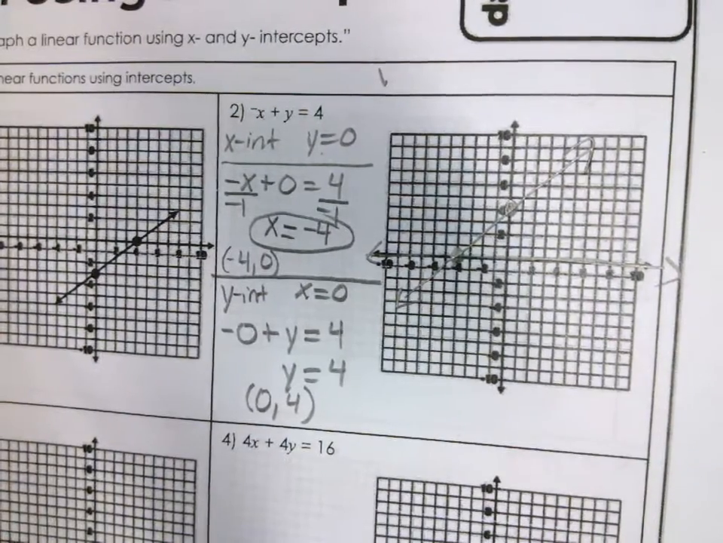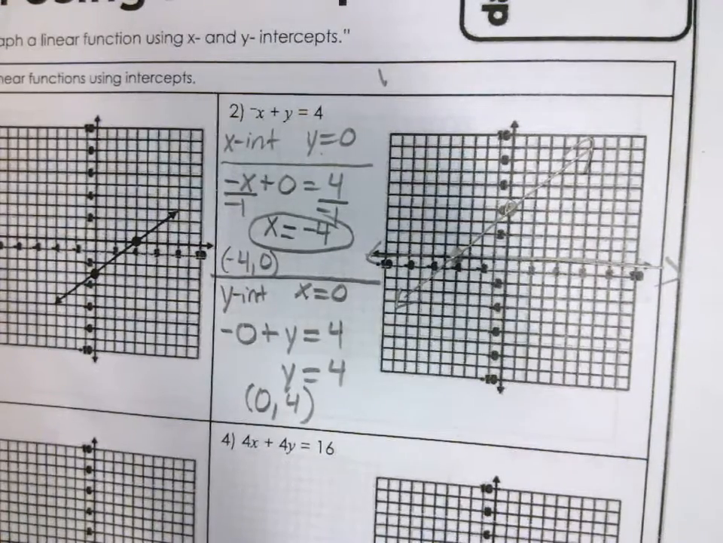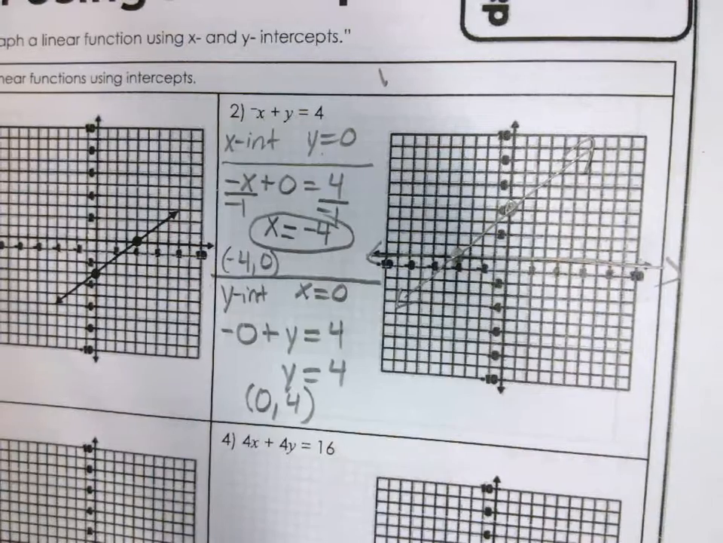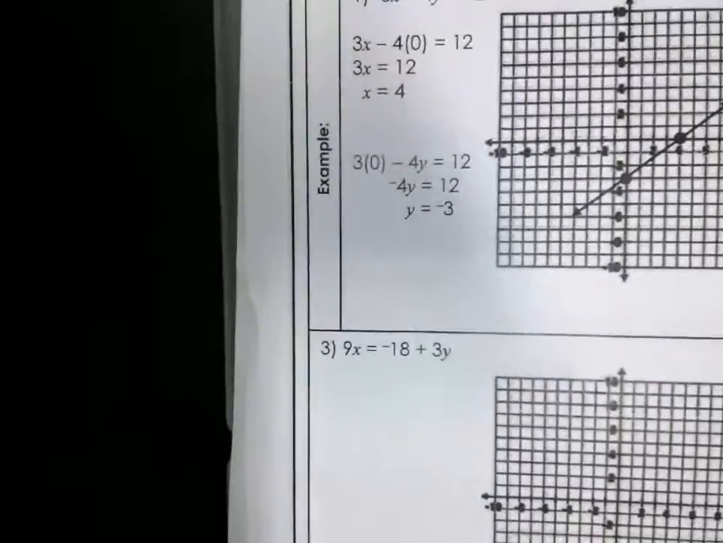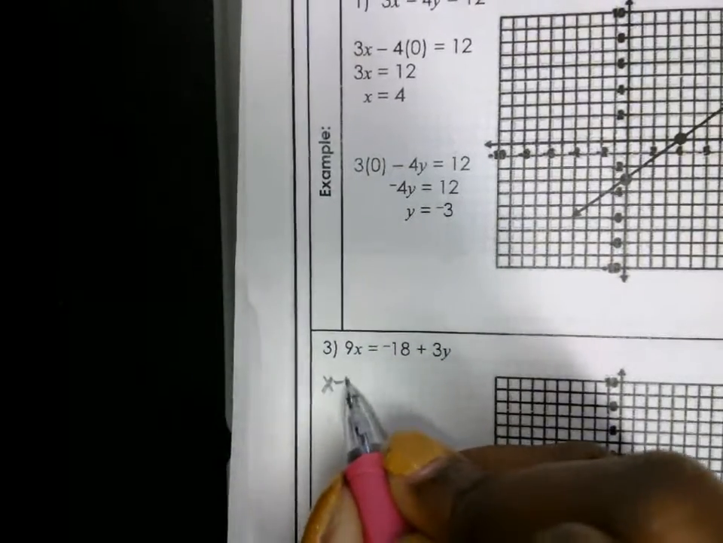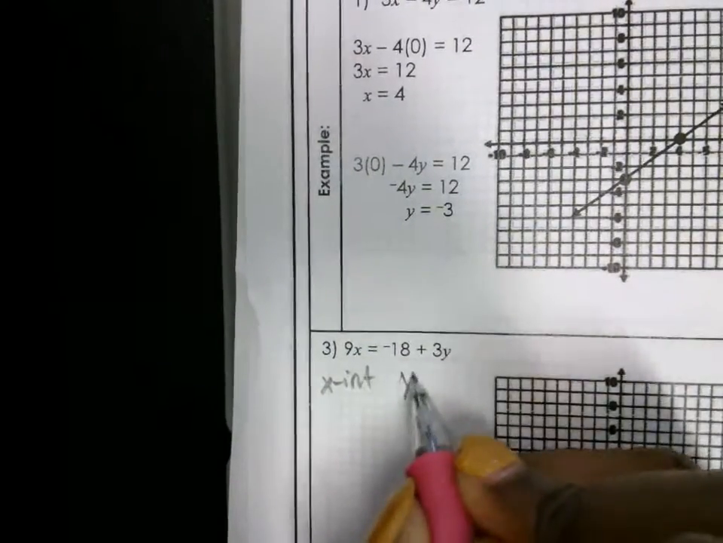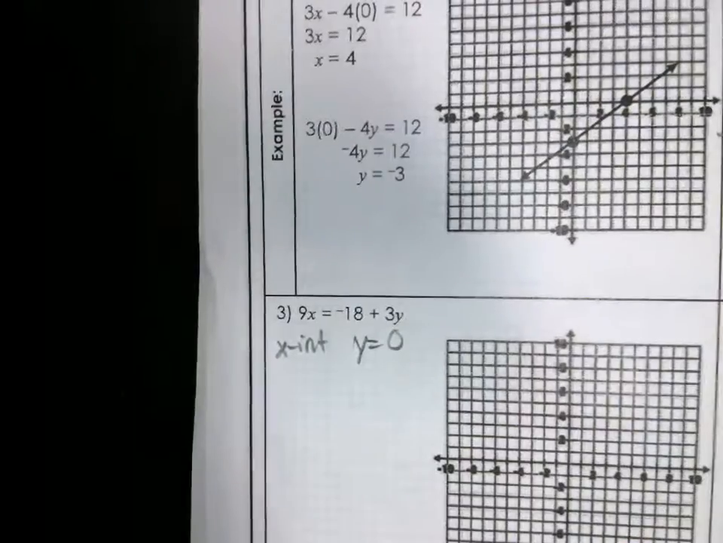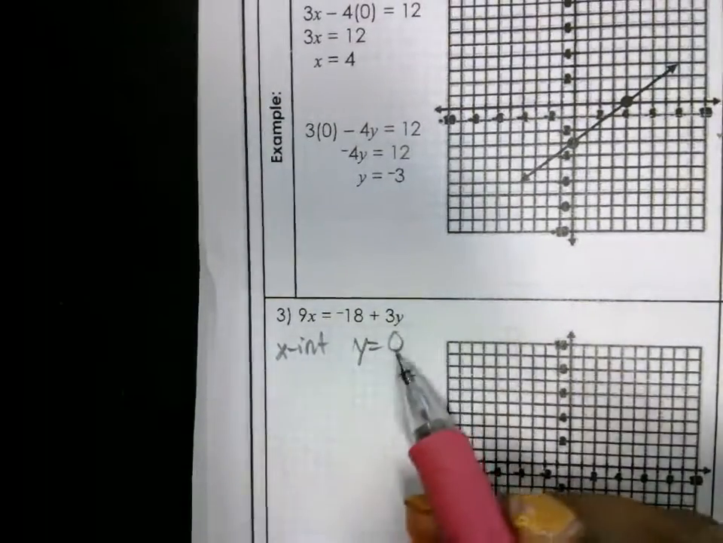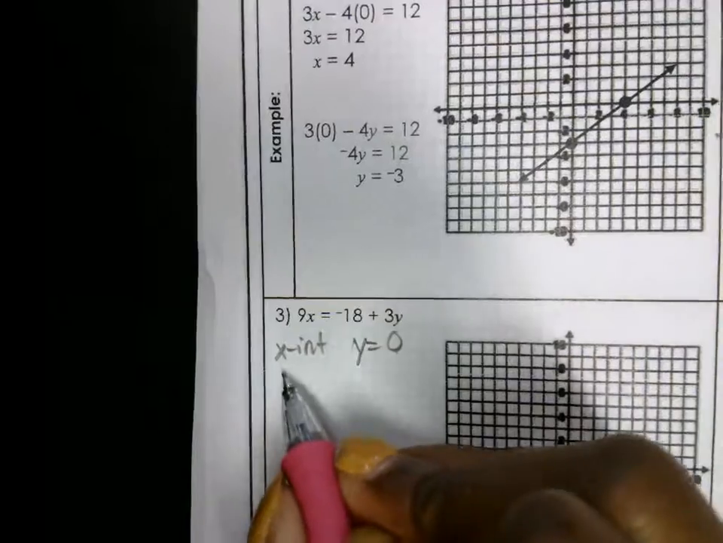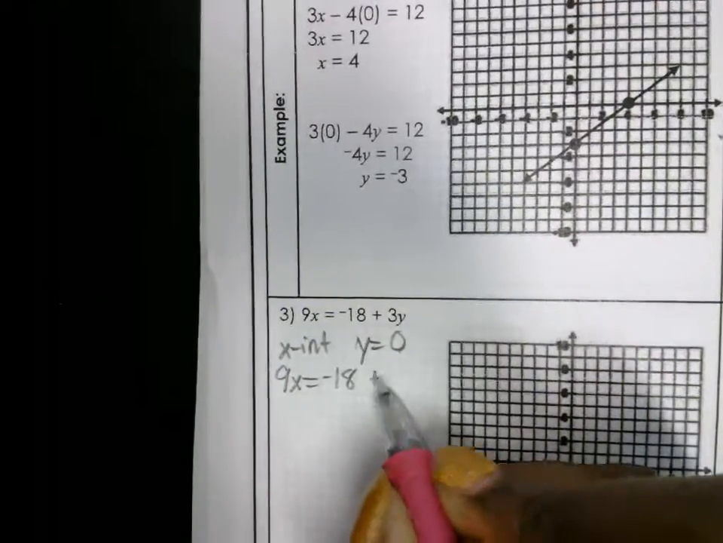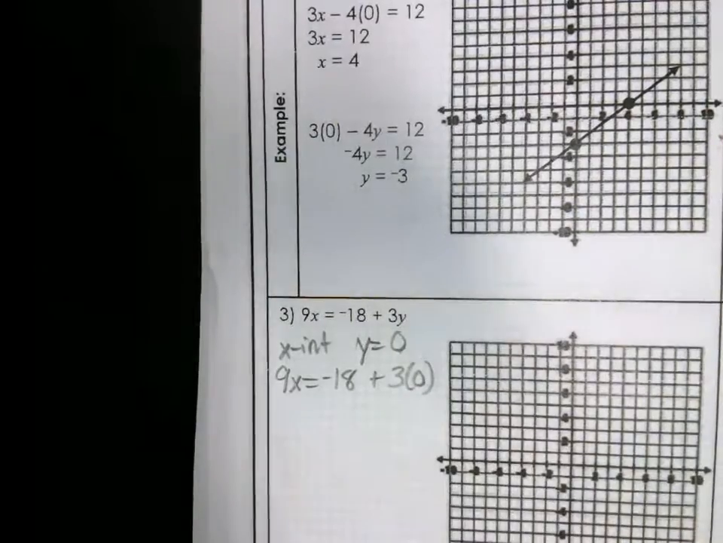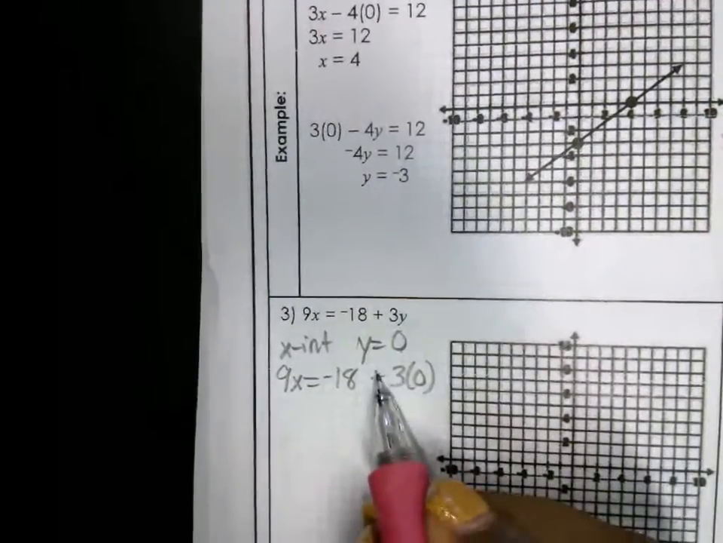All right, are we ready? Do I need to pause? Do you all need more time to write? Okay. Let me know when you're finished. Okay, good folks, let's do this. We're finding the x-intercept first. Remember, if we're finding the x-intercept, your y is equal to what? 0. So you're going to plug 0 in for y. You have 9x equals negative 18 plus 3 times 0. Of course, 3 times 0 is going to be 0.